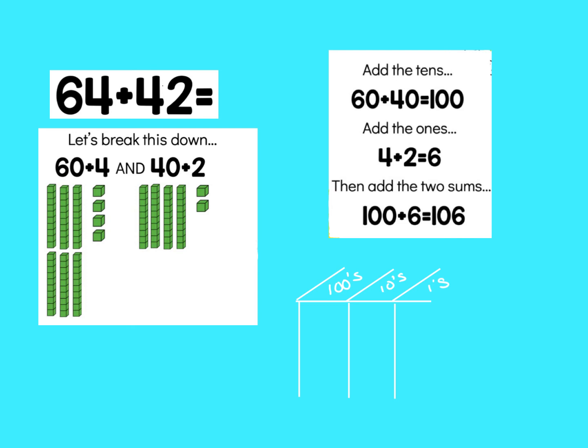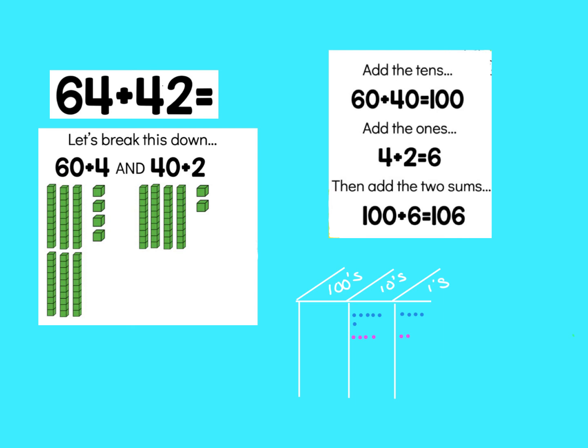where we have 64 and we would have the student add the ones first. So we've got 1, 2, 3, 4. And then we would have them add the 6 here. 1, 2, 3, 4, 5, 6. Now for the 42, and we would have them add the ones again first. And then so we've got 2 there, and then 1, 2, 3, 4 for 42.